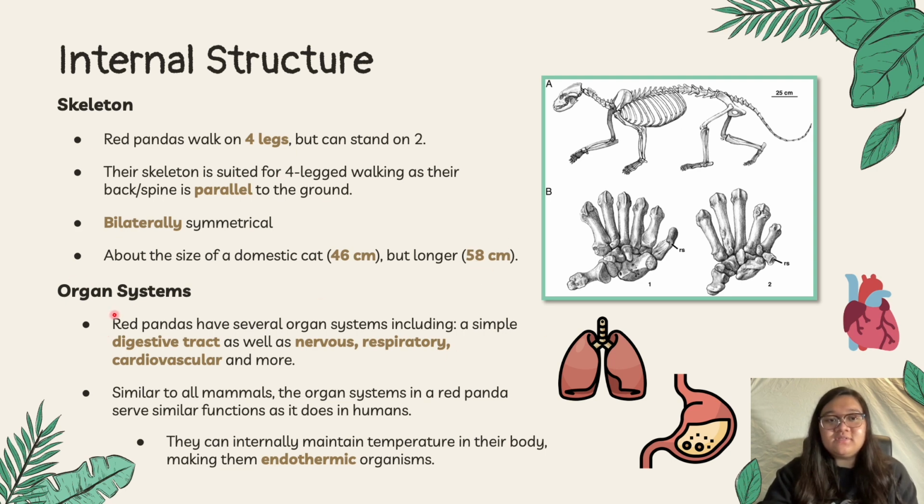For their organ systems, red pandas have several of them, including a simple digestive tract, as well as nervous, respiratory, cardiovascular systems, and more. And similar to all mammals, the organ systems in a red panda serve similar functions as they do in humans. And they can internally maintain their temperature in their body, making them endothermic organisms.